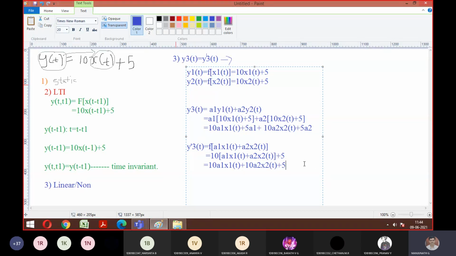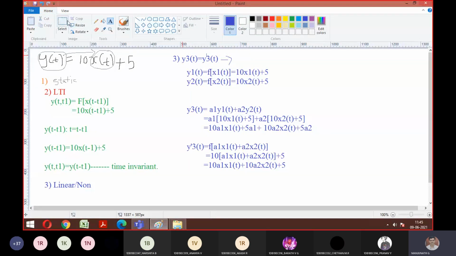Okay, now compare y3 of t and y3 dash of t. Is it matching? No, sir. You can conclude the given system is non-linear. So I hope you understood the logic. Yes or no? Am I clear till here to everyone?